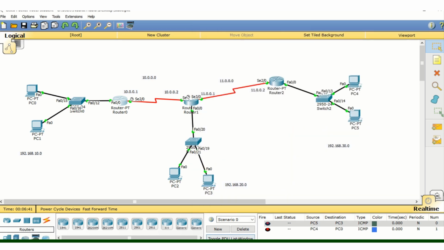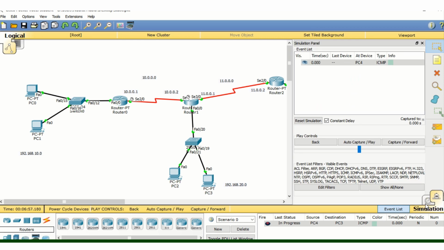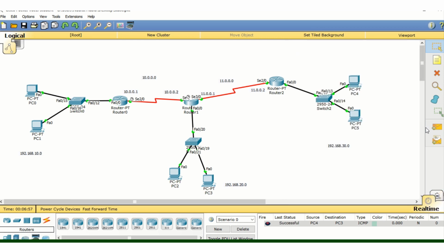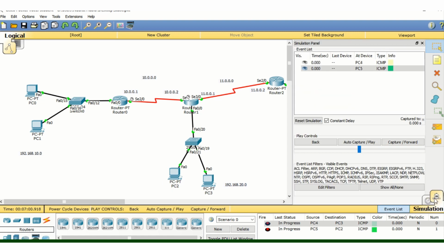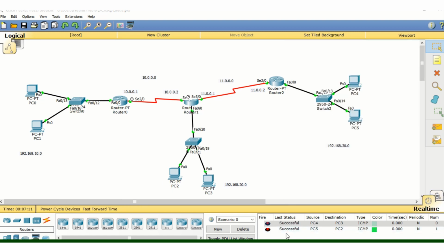Now we will send the packet and you will see if the communication is possible. The first is always a problem because the route is not known. So it's alright, go to simulation mode, then go back to the real-time mode. See, now the messages are being sent from this subnet to the other subnet. This is called the static routing.